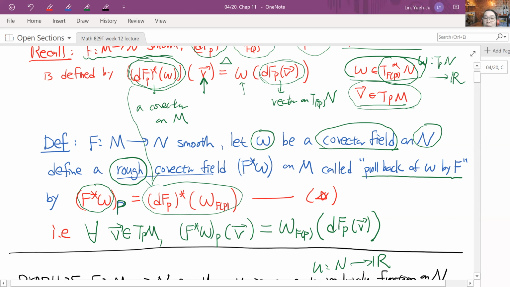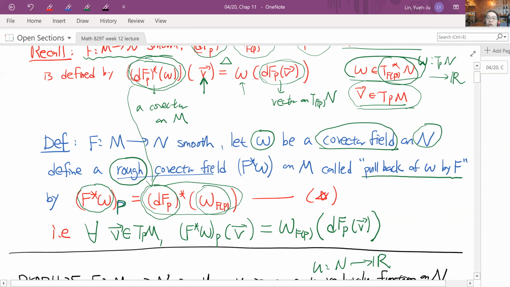So how do you pull back the covector? You essentially pull back the covector from the point f of P. So you pull back the covector, which is W evaluated at f of P, and you pull back using the dual map, DFP star here.